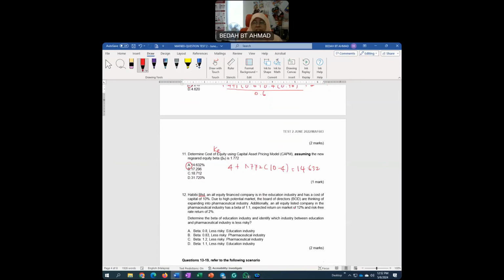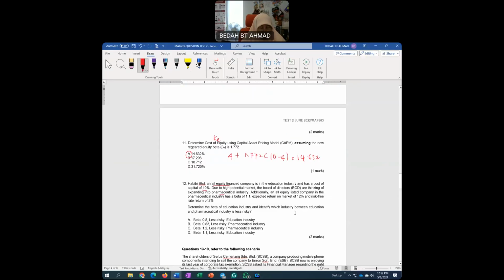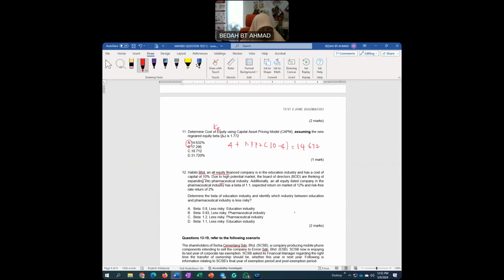So the last question is question 12. Habibie Berhad, an all equity finance company in the education industry, has a cost of capital 10%. Due to high potential market, the board of directors is thinking of expanding into pharmaceutical. Additionally, an all equity listed company in the pharmaceutical industry has beta 1.1. Expected return 12 and risk-free 2%. Determine the beta of the education industry and identify which industry between education and pharmaceutical is less risky.